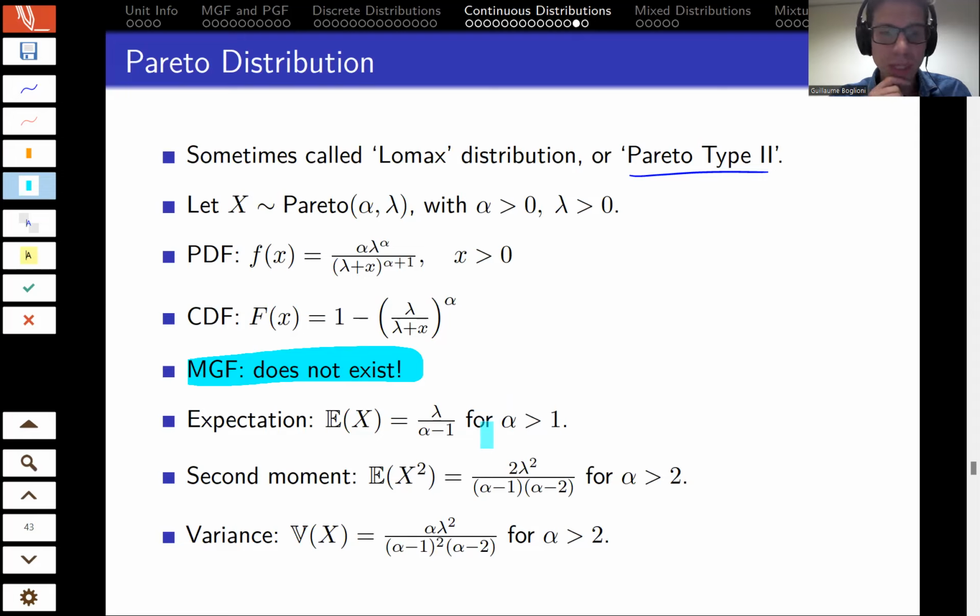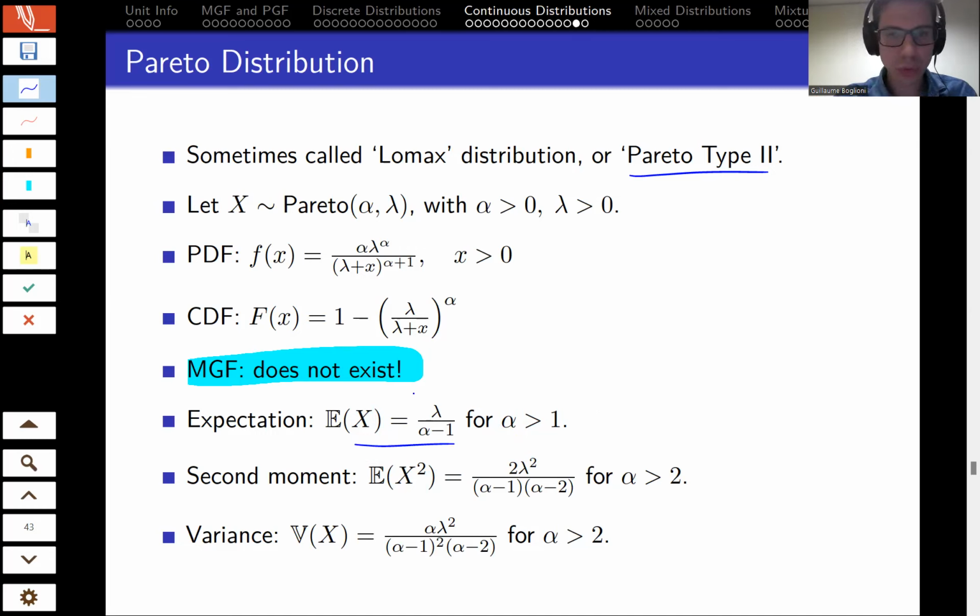I think we're going to see later that this reflects the fact that it's a heavy tail distribution, but more on that later. You have some formulas for the expectation, the second moment and the variance. Now, the MGF doesn't exist. The expectation exists, but only for specific alphas. If alpha is bigger than 1, then the expectation exists. Otherwise, if alpha is smaller than or equal to 1, expectation is infinite.